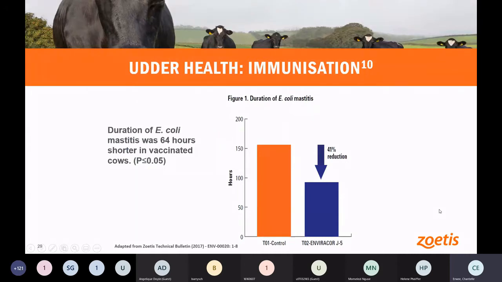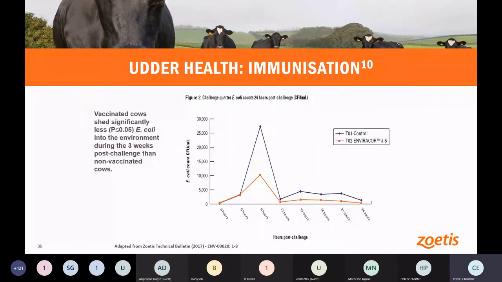What they did find, however, was quite a significant reduction in the duration of E. coli mastitis. This specific vaccine that I'm talking about now is one of our vaccines against E. coli mastitis, and in the vaccinated animals, the duration of the E. coli mastitis was 64 hours shorter compared to the control animals. There was also significantly less of the E. coli bacteria shed into the environment during the 3 weeks post-challenge compared to the control.